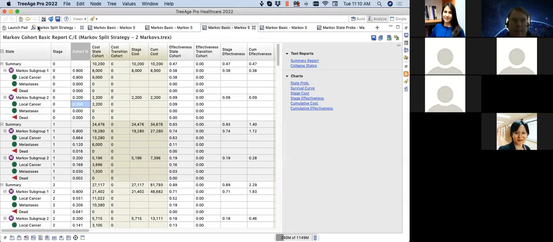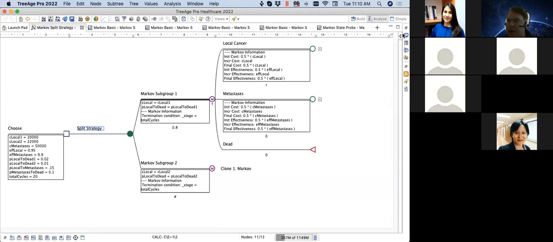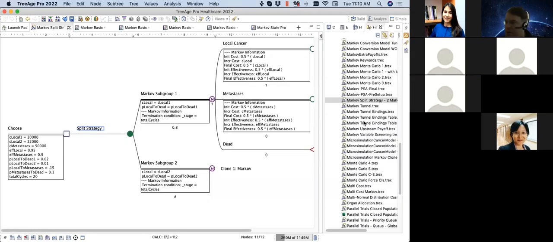Remember, the example model is right here in the files view, if you wanted to do it yourself. But before we move on to the next topic, I'll just check and see if there's any questions on that. Okay, no questions, so I'll move on. And feel free to ask questions later, that's fine.